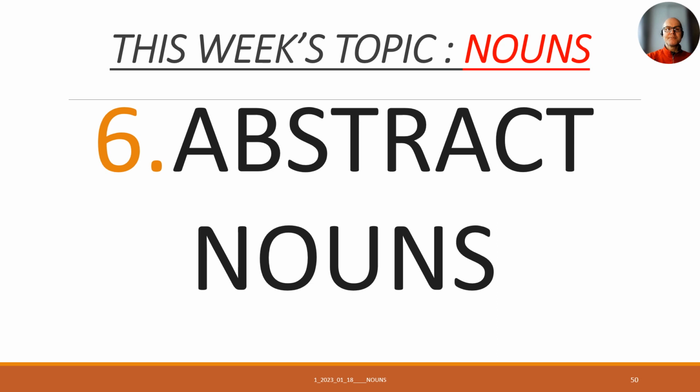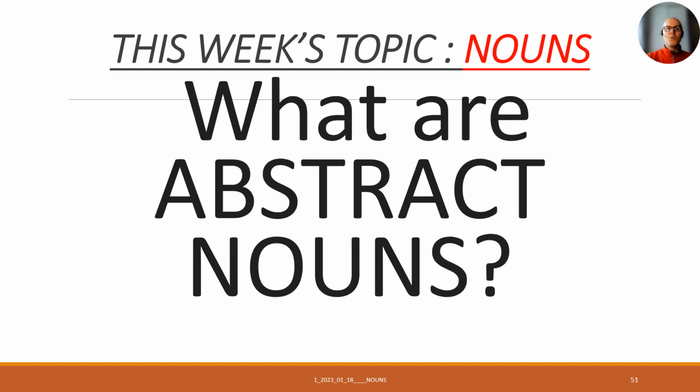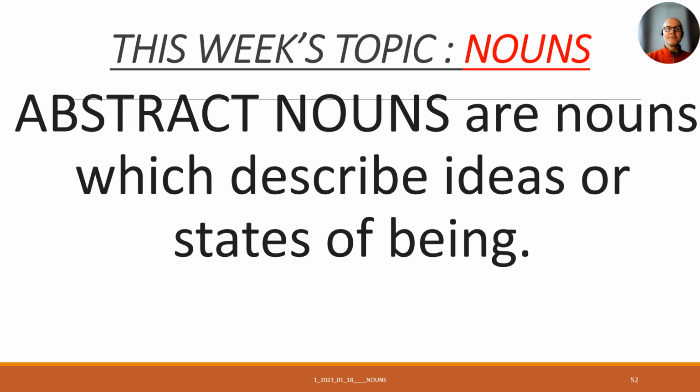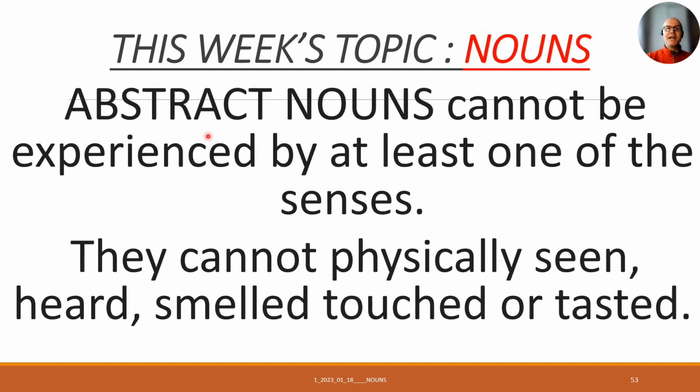Abstract nouns. What are abstract nouns? Abstract nouns are nouns which describe ideas or states of being. Abstract nouns cannot be experienced by at least one of the senses. They cannot be physically seen, heard, smelled, touched, or tasted.